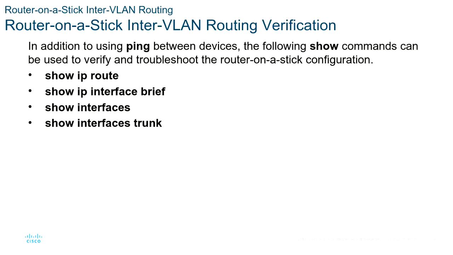Okay, what other things can we do to check besides the ping? We can type show IP route, and that will show us that our sub-interfaces are present. I did show IP interface brief, and you saw that the two sub-interfaces were present. We can also type show interfaces or show interfaces trunk, and similar to on a switch, we'd be able to see that port G0/1 is trunking to the devices. That's working okay.